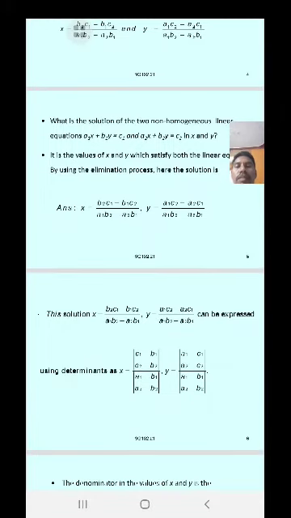The solution x equals b2c1 minus b1c2 by a1b2 minus a2b1, y equals a1c2 minus a2c1 by a1b2 minus a2b1 can be expressed using determinants as x equals det of c1 b1 c2 b2 by det of a1 b1 a2 b2, y equals det of a1 c1 a2 c2 by det of a1 b1 a2 b2.